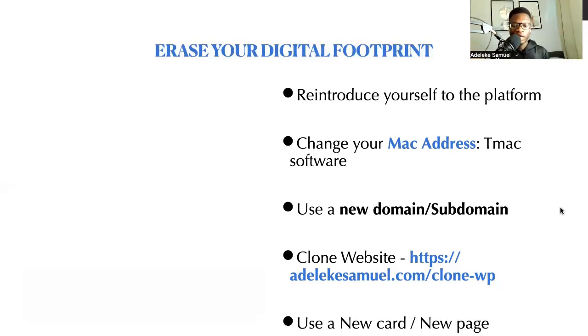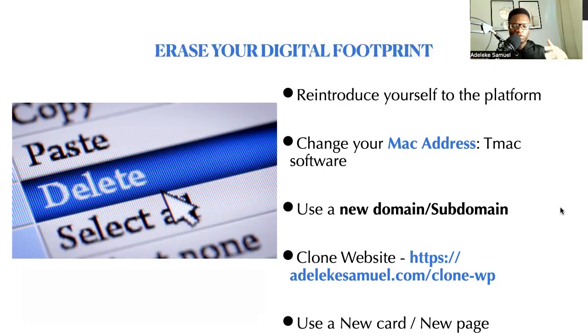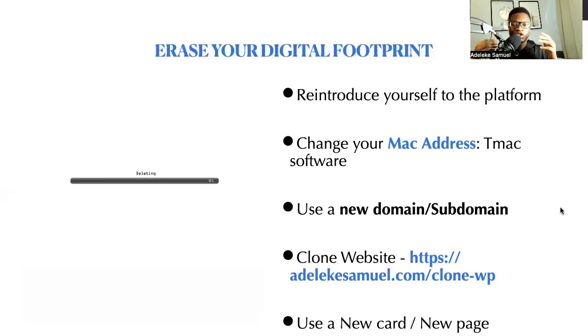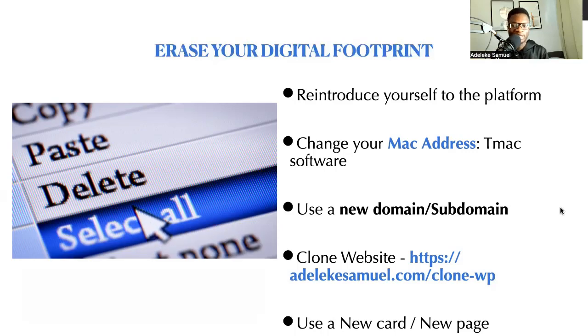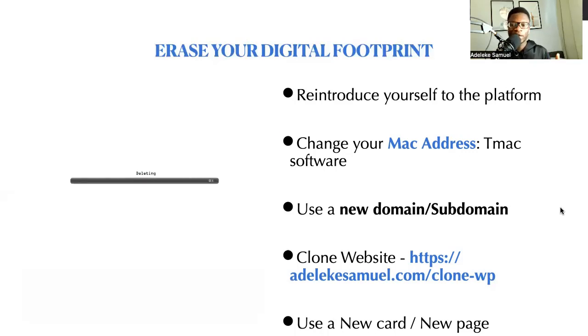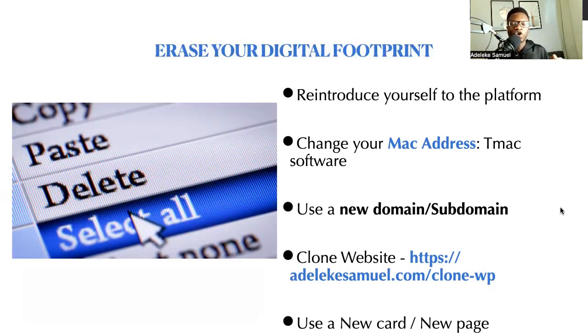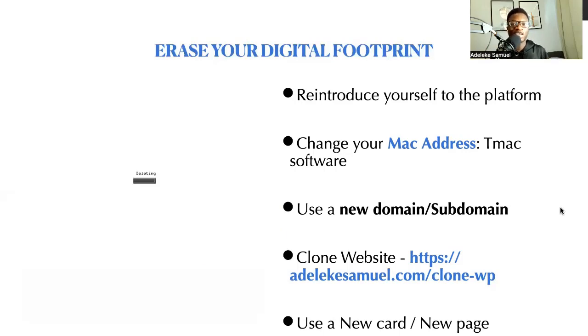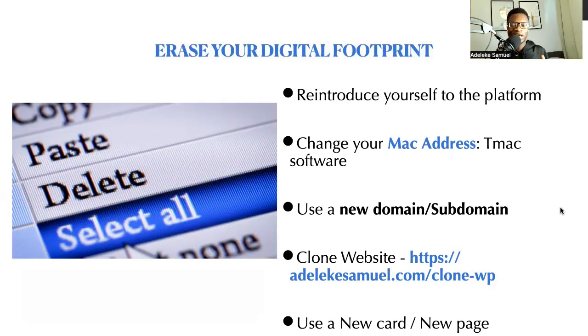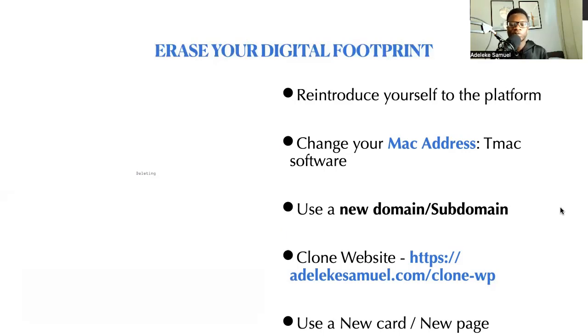Okay. What's the other thing? So you have changed your MAC address, you have used a new domain, you have cloned your website. Another thing you can do is to use a new card for payment, because it is easy for Facebook to detect that it is the same person trying to run ads on this new account. So if you are using the same billing details like credit card or debit card, if you are using the same card details, it will be very easy for Facebook to track you.